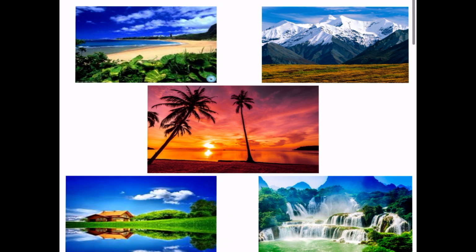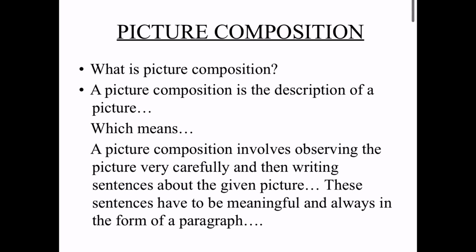In this video today, we are going to learn how to write a picture composition. But before we move ahead, let us first know what a picture composition is. A picture composition is the description of a picture. That is, we are going to write a paragraph about what all we can see in the given picture. In short, a picture composition involves observing the picture very carefully and then writing sentences about the given picture. Always remember, these sentences have to be meaningful and always in the form of a paragraph.